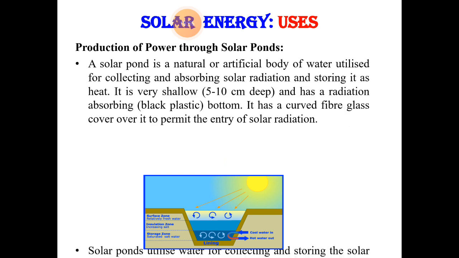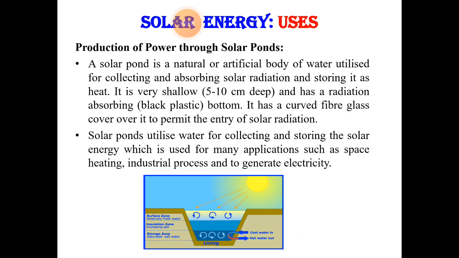Then another interesting usage of solar energy is in solar ponds. A solar pond is a natural or an artificial water body used to collect and absorb solar energy. The pond should be of a depth of 5 to 10 centimeters with a black plastic bottom to absorb more heat. It has a curved fibrous glass cover to permit the solar radiation's inflow.